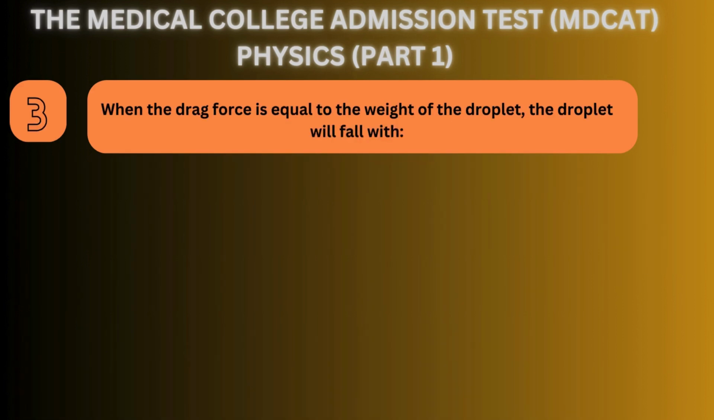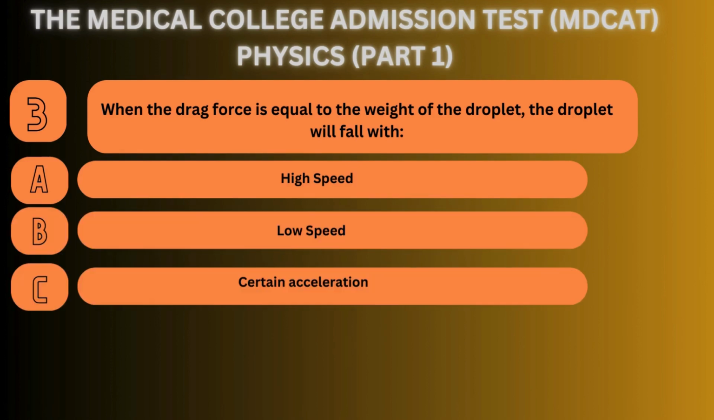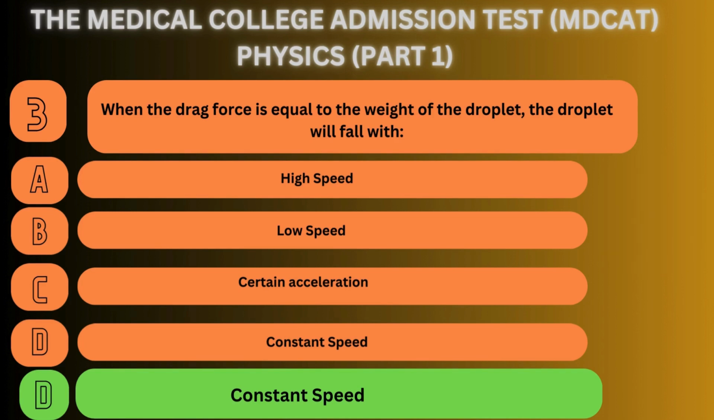Question number 3. When the drag force is equal to the weight, the droplet will fall with option A, high speed, option B, low speed, option C, certain acceleration, option D, constant speed. 5, 4, 3, 2, 1. Correct answer is D, constant speed.